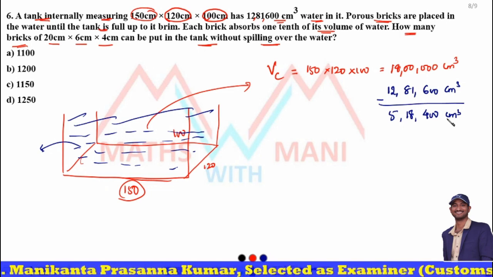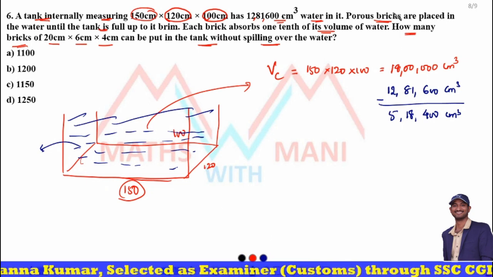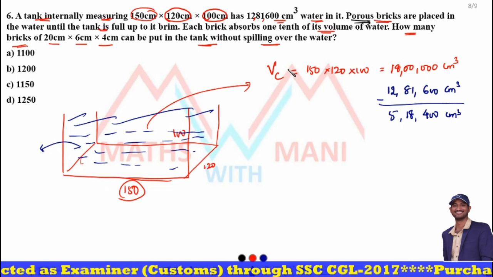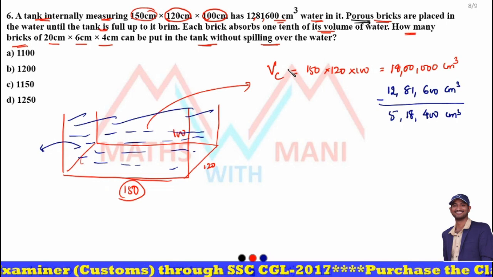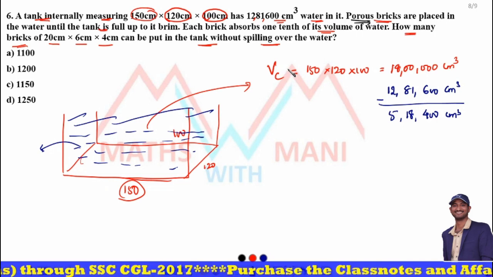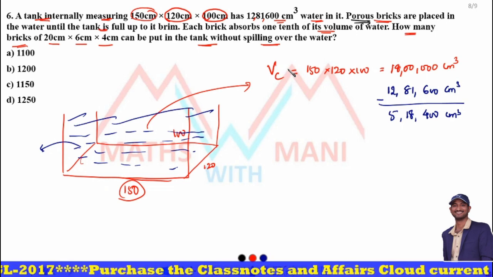Yes. But what was given, there are porous bricks. What is the meaning of porous bricks? Porous bricks means they have pores. So they can absorb the water. Okay. There are bricks such that they have a property that they absorb the water.